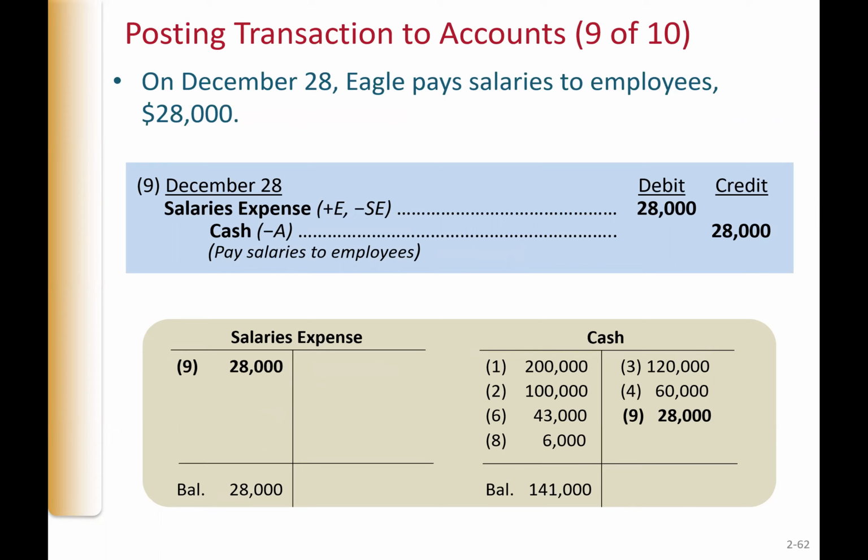On December 28th, Eagle pays salaries to employees of $28,000. An expense account always increases with a debit balance. So salaries expense is debited, and we use cash to pay those salaries. So cash gets used up. To reduce cash, we credit it.